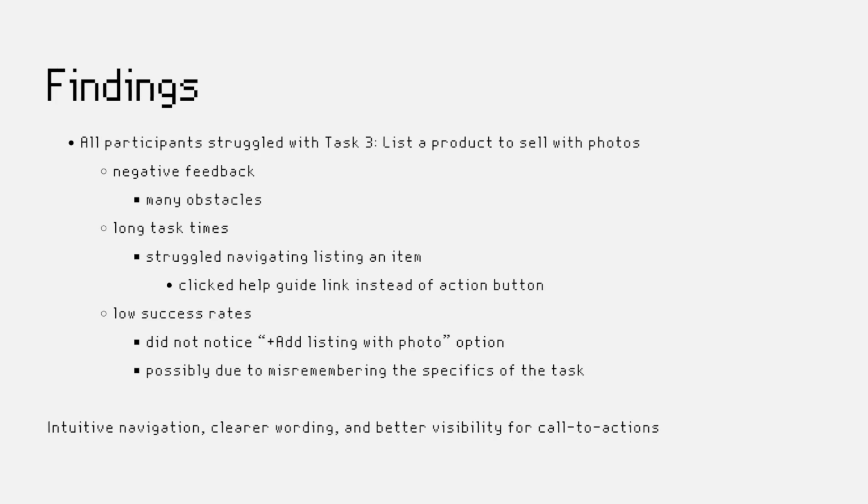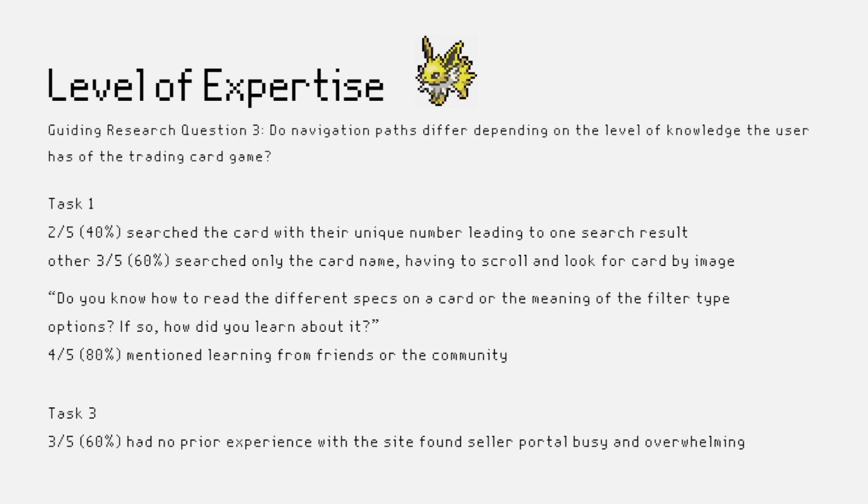In task 1, the 2 users that searched the card with their associated number got 1 search result, while the other 3 users searched only the name, leading to more time scrolling and searching by image. When asked how they learned about the specs and filter meanings, 4 out of 5 users said they learned from experience, friends, or the community.